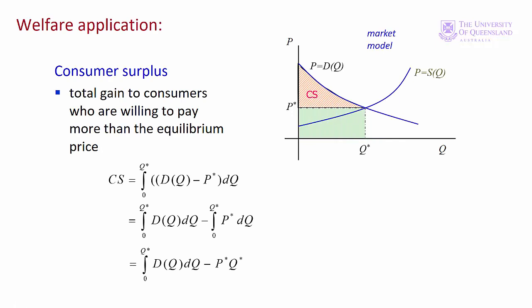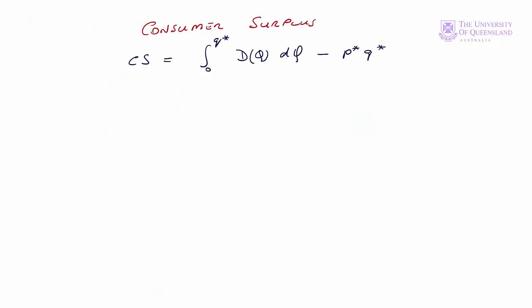Recall that to find the consumer surplus, we take the area under the demand function from 0 to Q star, that's this integral here, and then we subtract the green rectangle, P star times Q star. Consumer surplus is the integral from 0 to Q star of our inverse demand function minus P star times Q star. That's the integral from 0 to 8 of 90 over Q plus 2 dQ minus 8 times 9.